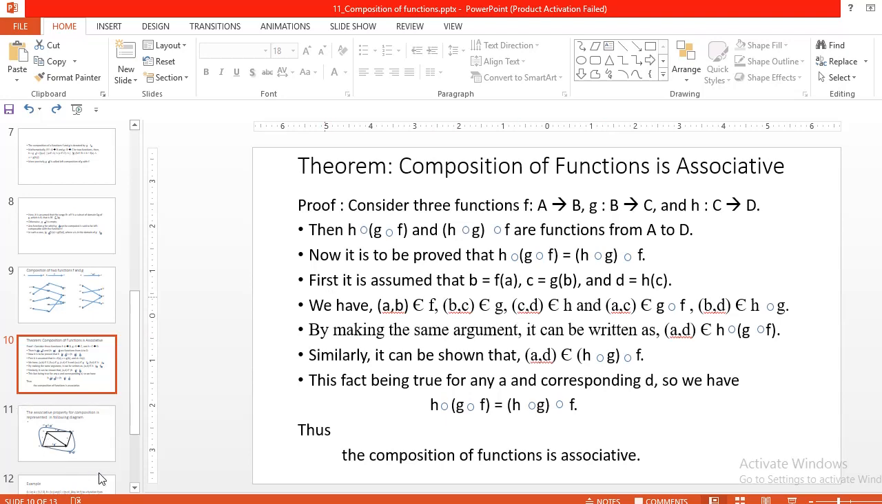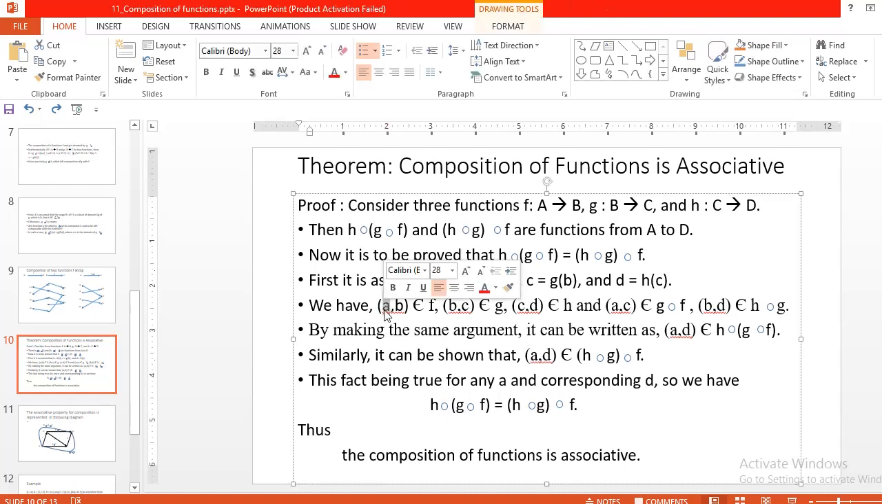Then after assuming, we have (a, b) belongs to F, meaning small a is an element of capital A, set A. Then small b is an element of capital B. Similarly, small c is an element of capital C. Similarly, (b, c) belongs to G, (c, d) belongs to H, and (a, c) directly belongs to the composition function G composition F.